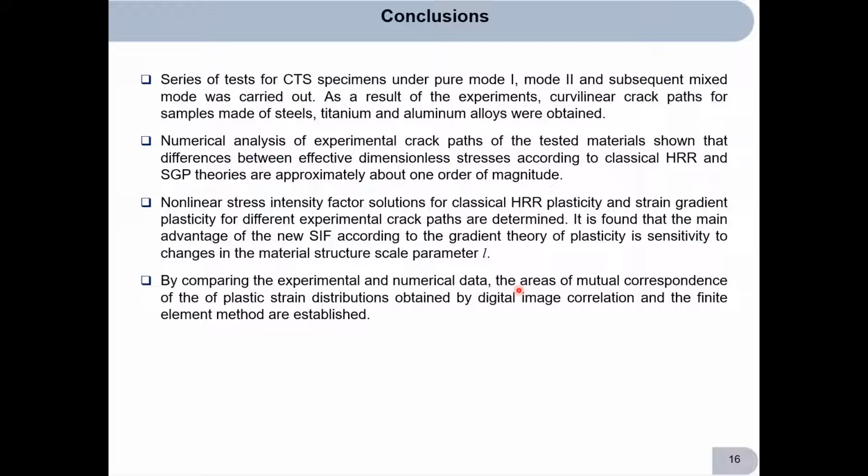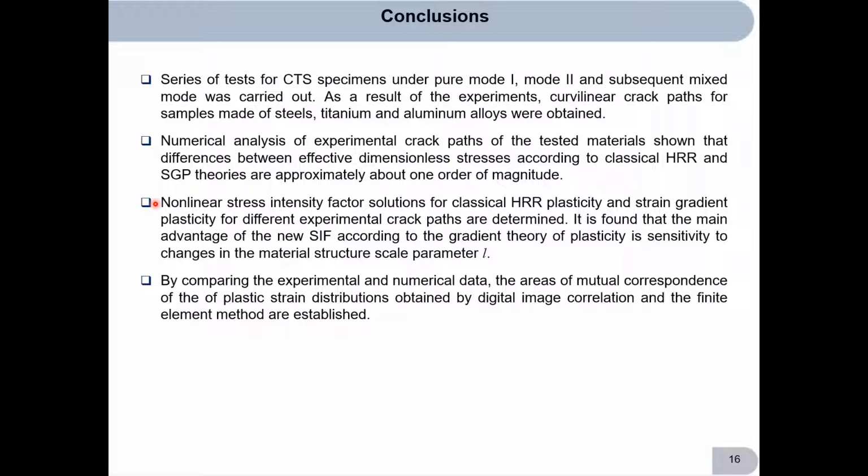Conclusions. A series of tests for CTS specimens under pure mode 1, mode 2, and subsequent mixed mode was carried out. As a result of the experiments, curvilinear crack paths for samples made of steels, titanium, and aluminum alloys were obtained. Next, numerical analysis for experimental crack paths of the tested materials showed that the differences between effective dimensionless stresses according to classical HRR and SGP theories are approximately one order of magnitude.